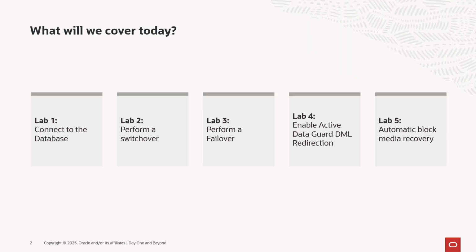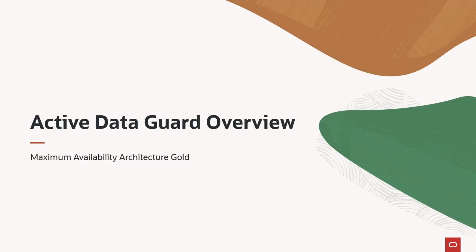Here we have our agenda slide on what we'll be covering today. We'll be covering the first 5 labs, starting with Lab 1, Connect to the Database, Lab 2, Perform a switchover, Lab 3, Perform a failover, Lab 4, Enable Active Data Guard DML Redirection, and wrapping it up with Lab 5, Automatic Block Media Recovery. Now, before we dive into the hands-on, I wanted to do an Active Data Guard overview on what we'll be doing in the live labs.